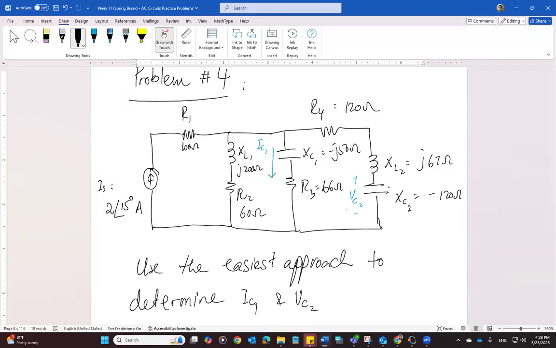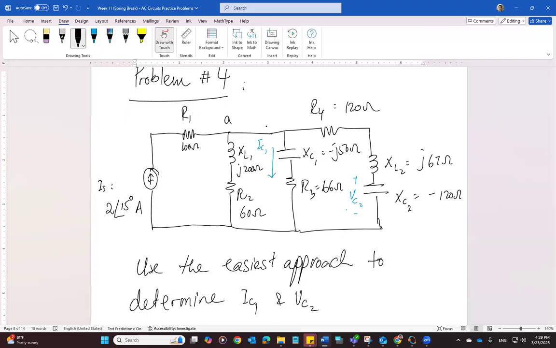And then you can apply Ohm's law to calculate IC1, which will be the voltage that you will find at this node. Let's call this node A, the voltage that you will find at node A. And then you can apply voltage division to find the voltage across XC2, again, because the total voltage across the series combination of R4, XL2, and XC2 is going to be the node voltage A. So that looks like a very straightforward method to find these two quantities, IC1 and VC2. No need to go into the loop analysis.